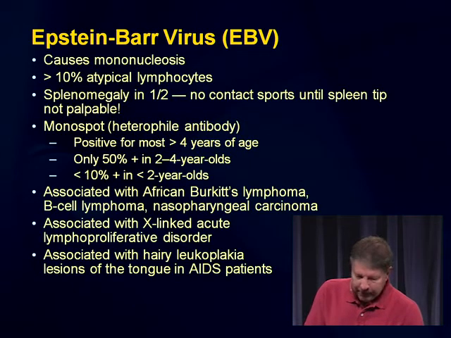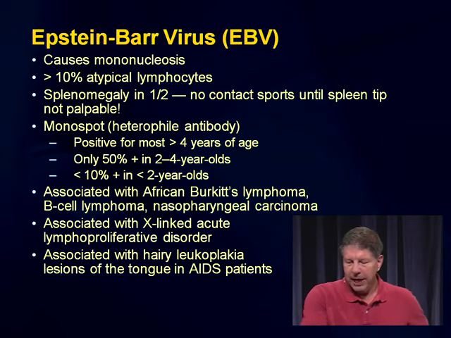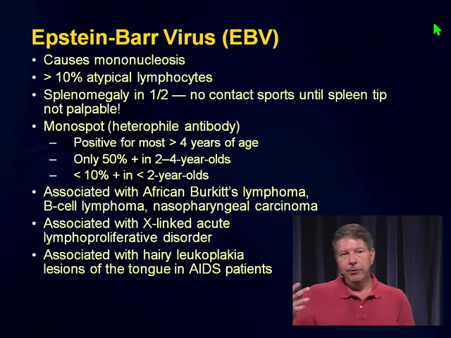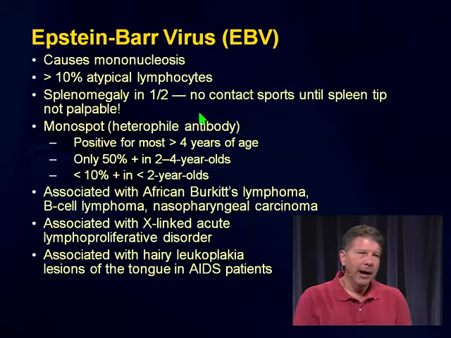All right, EBV, remember, causes mono. Classically in the CBC, you'll see the atypical lymphocytes is what they'll describe. Half the kids, remember, get splenomegaly, and this is a classic board question. When can they go back to play sports? So no contact sports until spleen tip is not palpable. So their recommendations are you keep bringing them back, and you keep feeling to see if you can feel the spleen. So hopefully you felt it the first time.